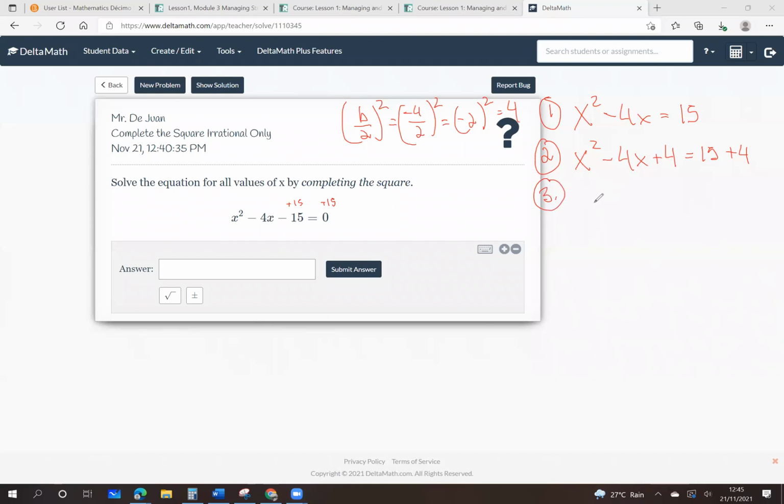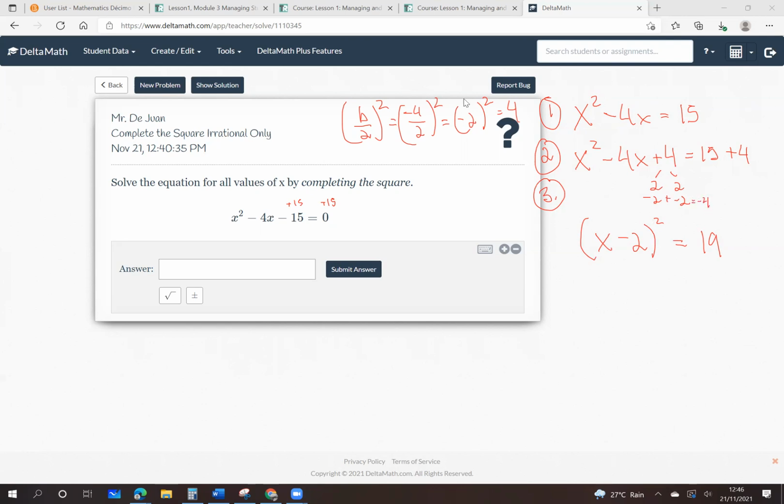Step 3, now that we've done this, we have to factor what we have, okay? And we always know that factoring means something times something. It'll always be the same thing. We have 2 and 2, negative 2 and negative 2. It has to be the same number to factor. So (x minus 2) squared equals 19, okay? You have to factor: negative 2 plus negative 2 is negative 4, which is what we're looking for.